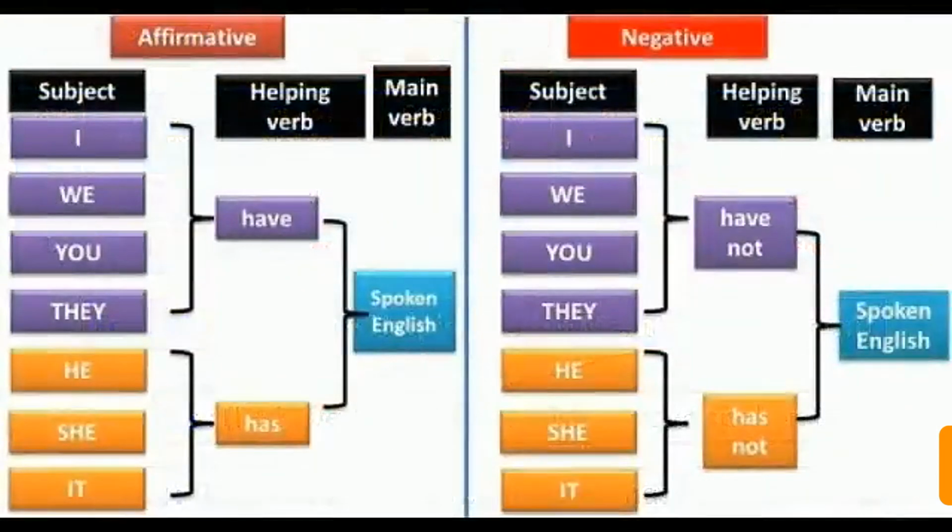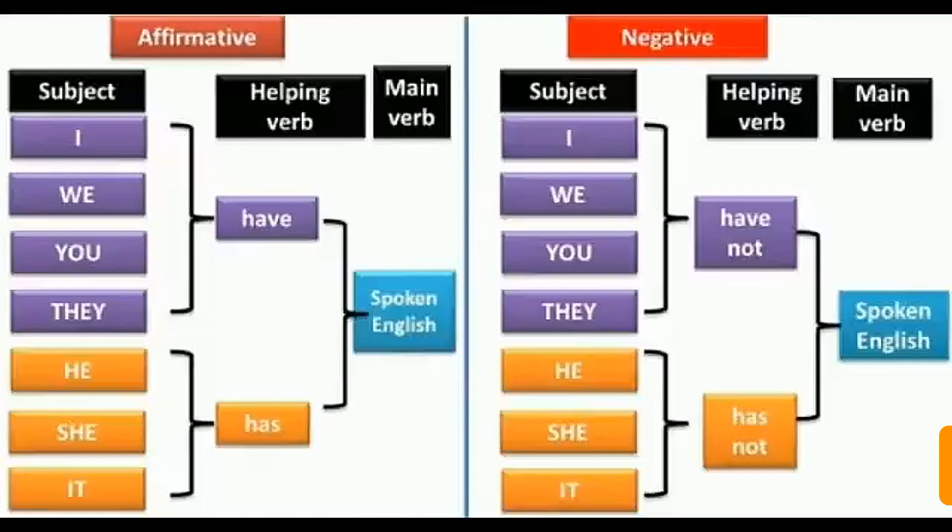Now let us see the formation of the sentence in affirmative sentences, meaning the simple sentences, and in the negative sentences. In the affirmative sentences, the helping verb will be used, as I have told you earlier in the rule: along with the subjects I, we, you or they, the helping verb have will be used, and with he, she or it, the helping verb has will be used, and the third form of the main verb will be used in the last.